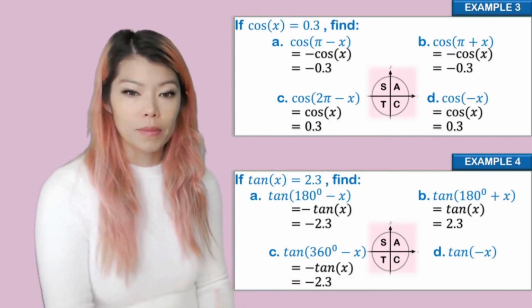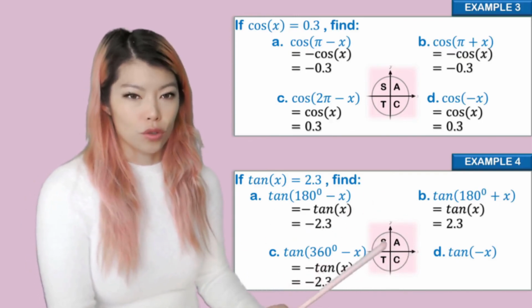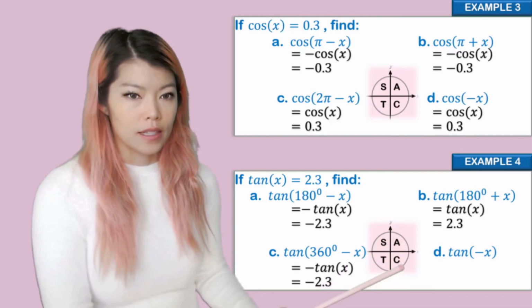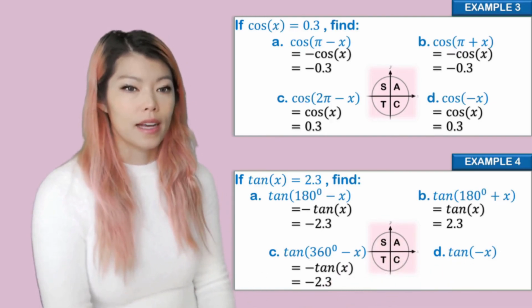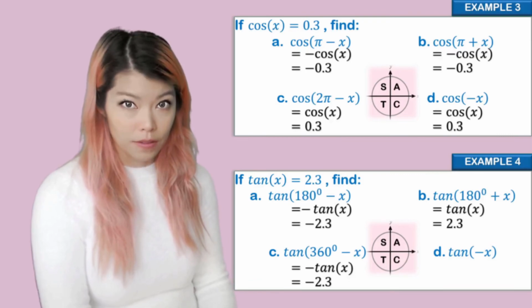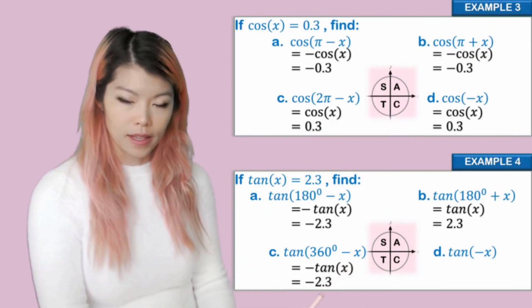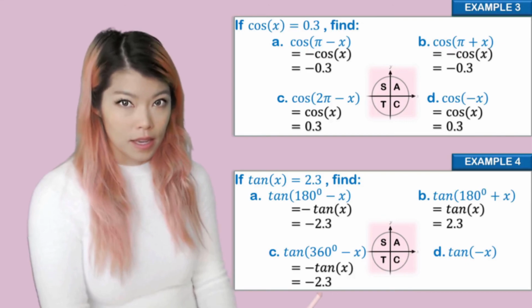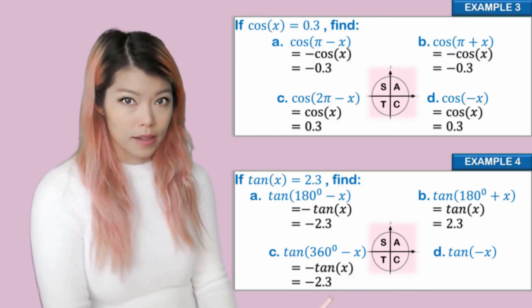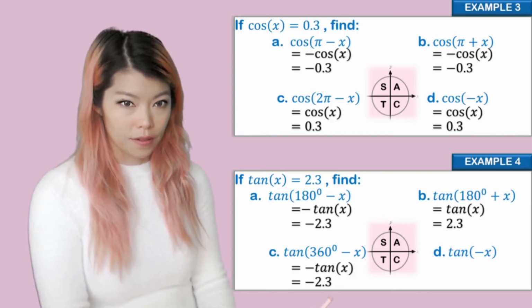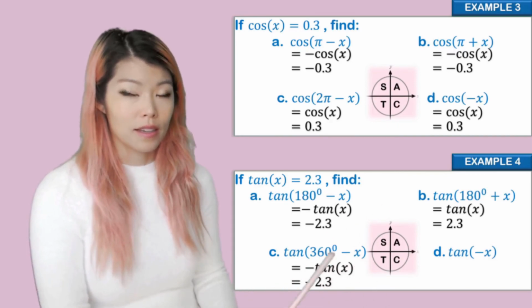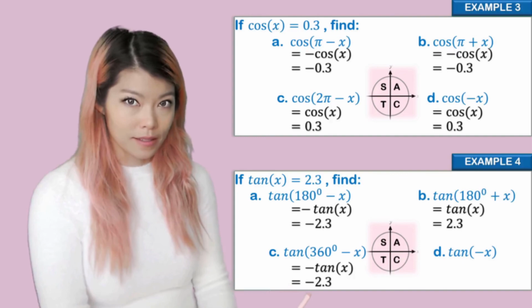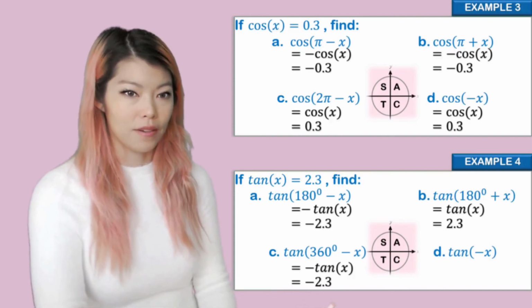So remember the steps that I'm doing. First I draw the circle ASTC, then I ask myself which quadrant am I in, then I ask myself am I positive or negative, and then I can put the answer in. So ASTC, which quadrant am I in? Am I positive or negative? And then write the answer.